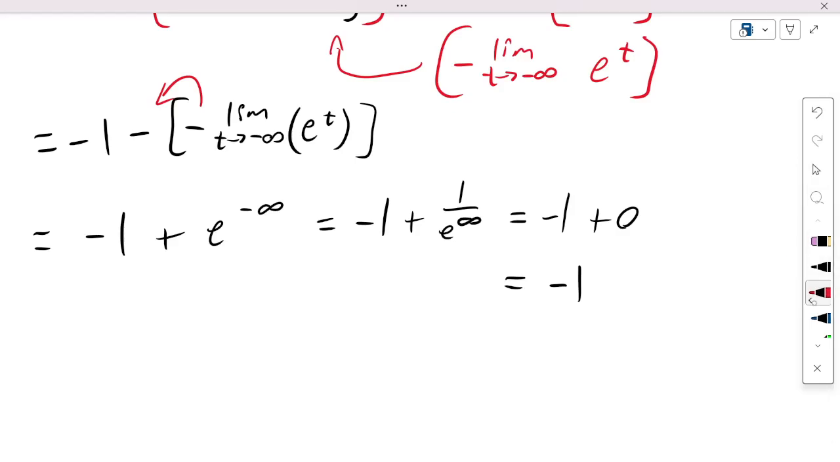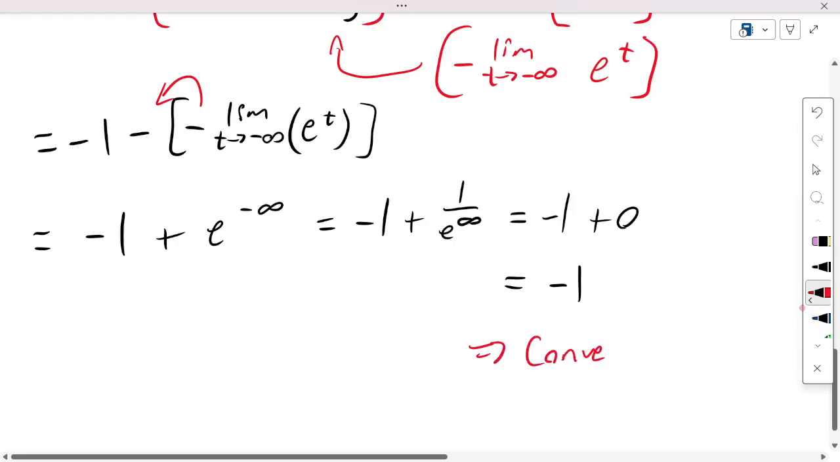And then just to end off over here, is this divergent or convergent? Because it is a definite answer, the answer would be convergent.